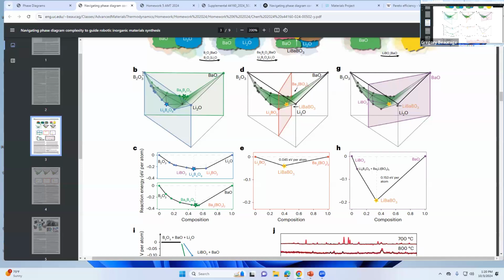So if I go from boron oxide to lithium oxide, that's zero barium oxide all the way along that line. It means you have a binary mixture along the axes. It's a ternary diagram with three components, but you only have two components along the axes. If you want three components, you have to venture off the axes into the middle.